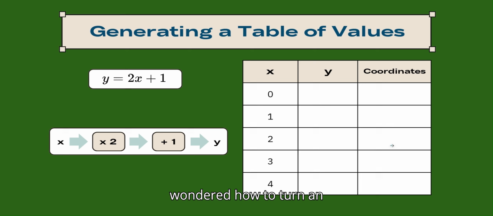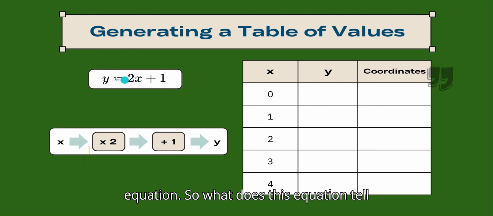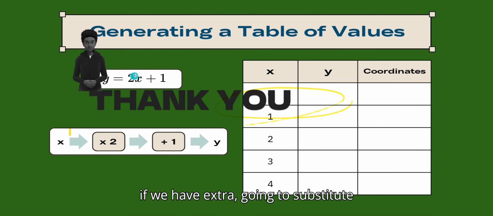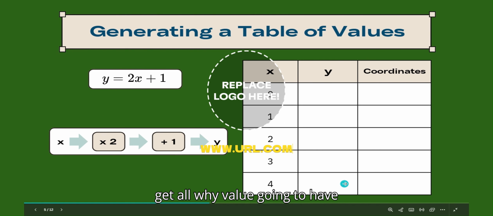Have you ever wondered how to turn an equation into a graph? In this video, we'll take y equals 2x plus 1 and plot it step by step. So step 1, write your equation. Start with your equation. So what does this equation tell us? It tells us that for every x value, we can calculate y. So if we have x, we're going to substitute it into its place to get our y value.